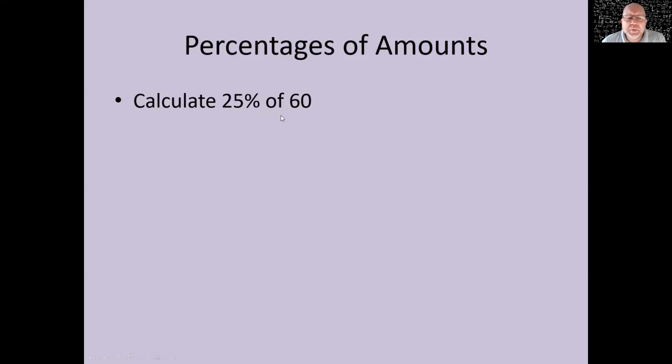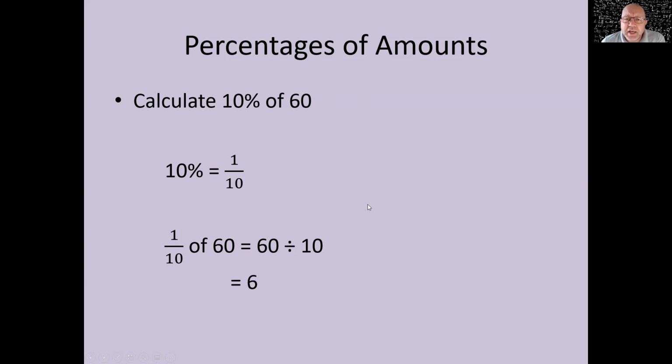What about 25% of 60? Well, 25% is the same as saying a quarter. And to find a quarter, you simply divide by 4. 60 divided by 4 is 15. So 25% of 60 is 15. 10%. Remember, 10% is the same as 1/10. And to find a tenth, you simply divide by 10. So 10% of 60 is 60 divided by 10. The digit moves one place to the right, meaning our answer is 6.